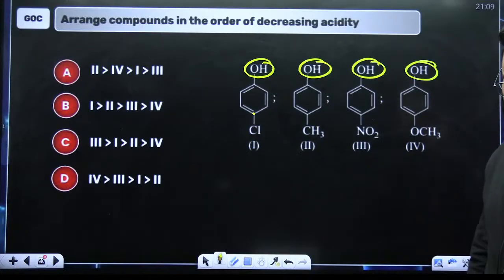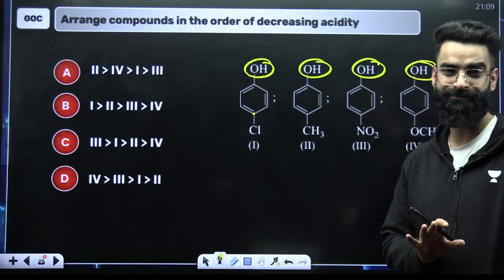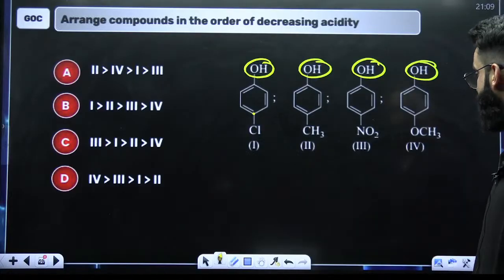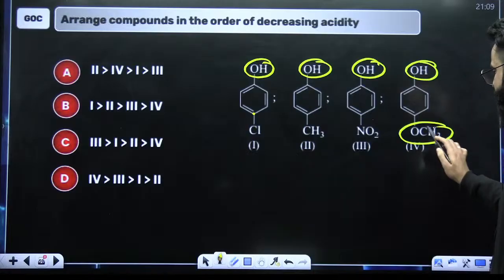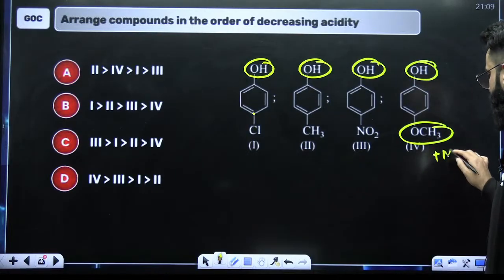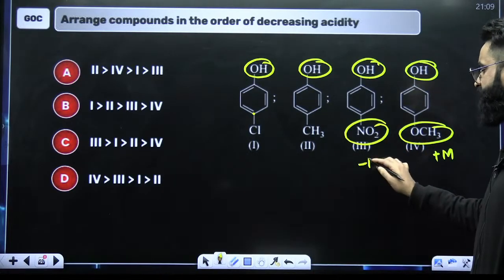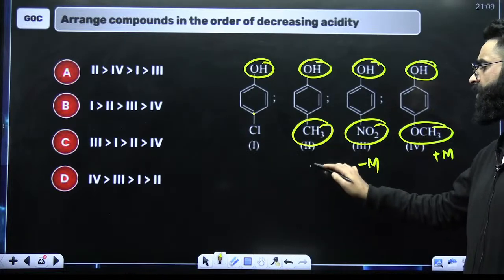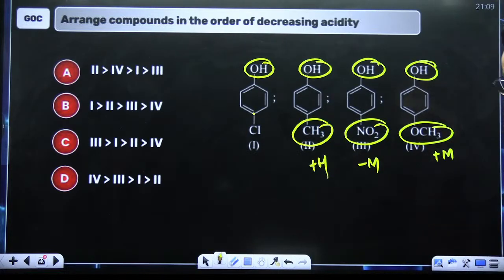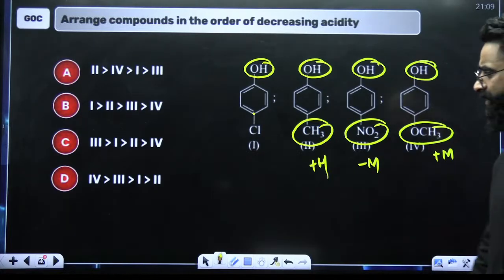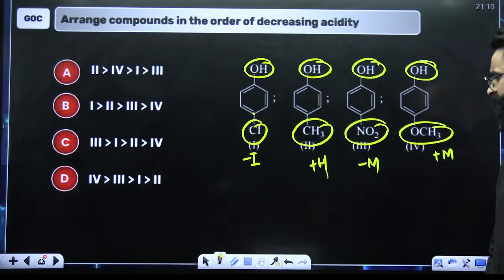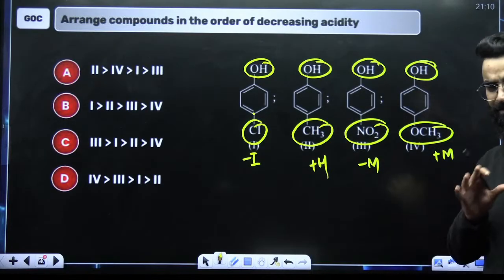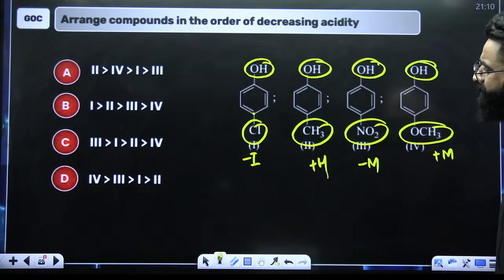What is the answer to this question? This is something you should be able to solve on your own. OCH3 at the para position shows plus M. Nitro at the para position shows minus M. This shows hyperconjugation. I'm only representing the dominating effects of these groups.